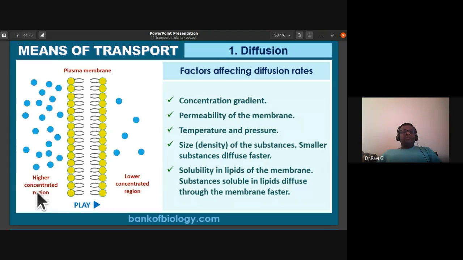Then, solubility in lipids of the membrane. That is also important because the plasma membrane is made up of phospholipids, a phospholipid bilayer. If substances are more soluble in lipids, much more diffusion can take place. Substances soluble in lipids diffuse faster through the membrane. The diffusion rate would be faster if they have a higher solubility in lipids.